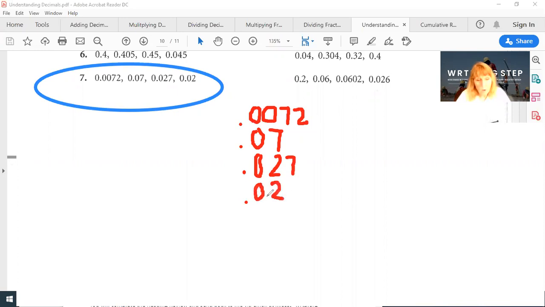Okay, we want to go from smallest to largest. So we're going to go column by column. We're going to start with the first column. Which one is smallest? They're all the same. So we have to go to the next column. Which one is smallest? Yes, the 0, right? So we've got our first answer. The smallest number is going to be 0.0072. Okay, and cross that one off.